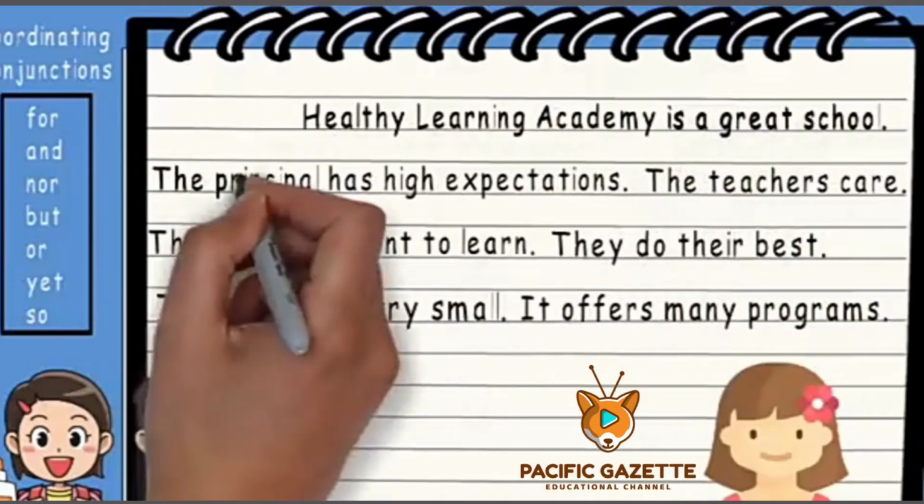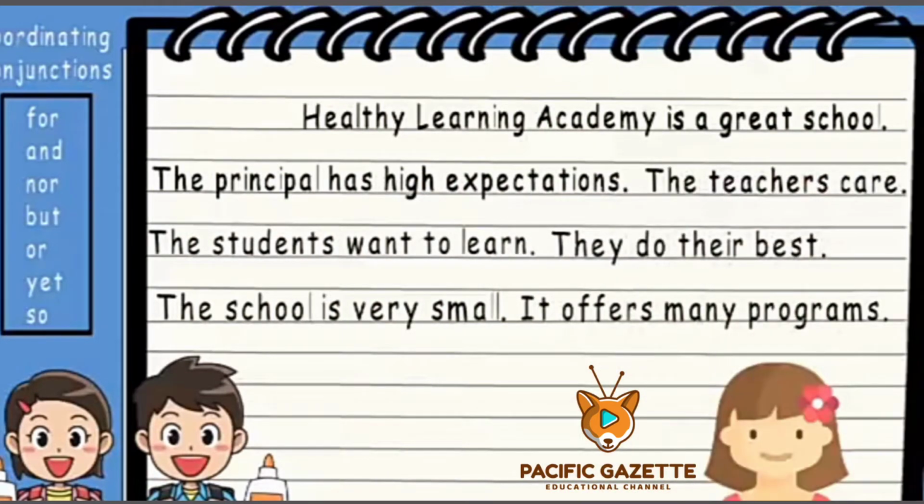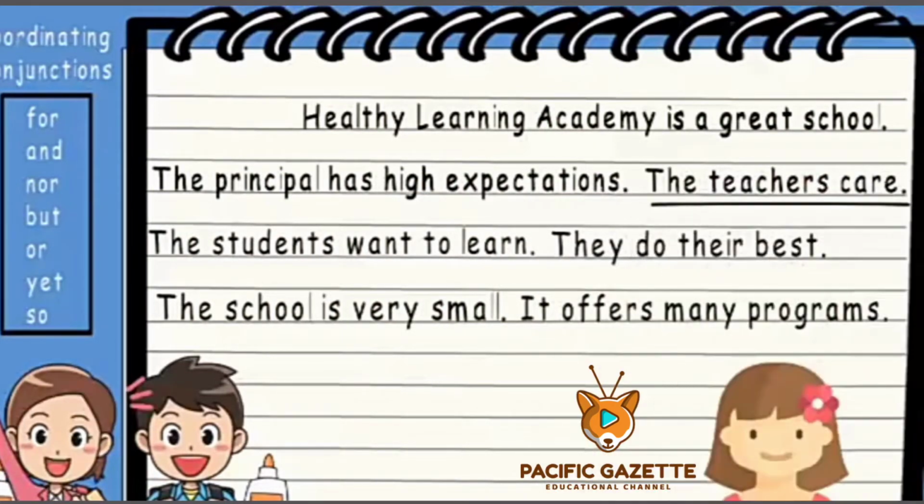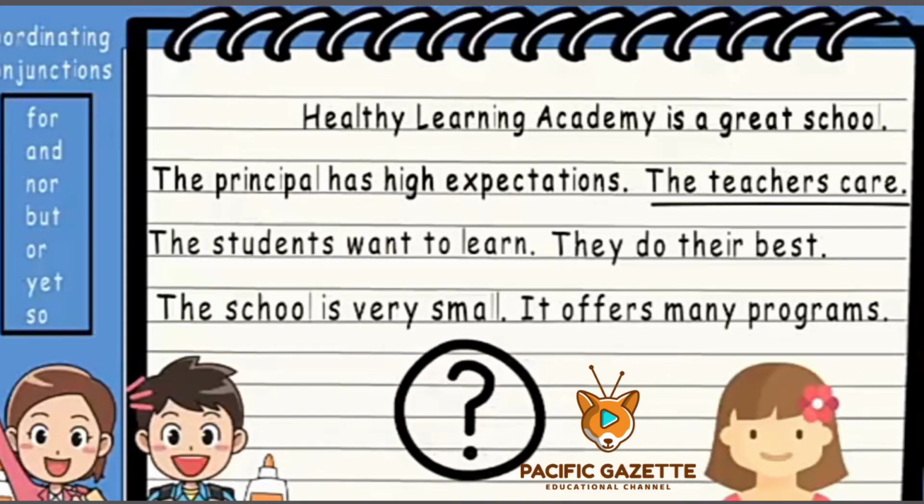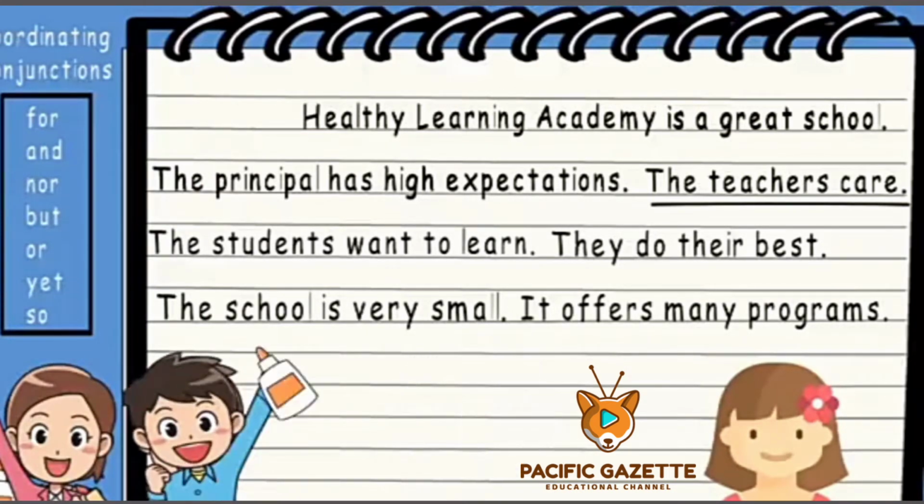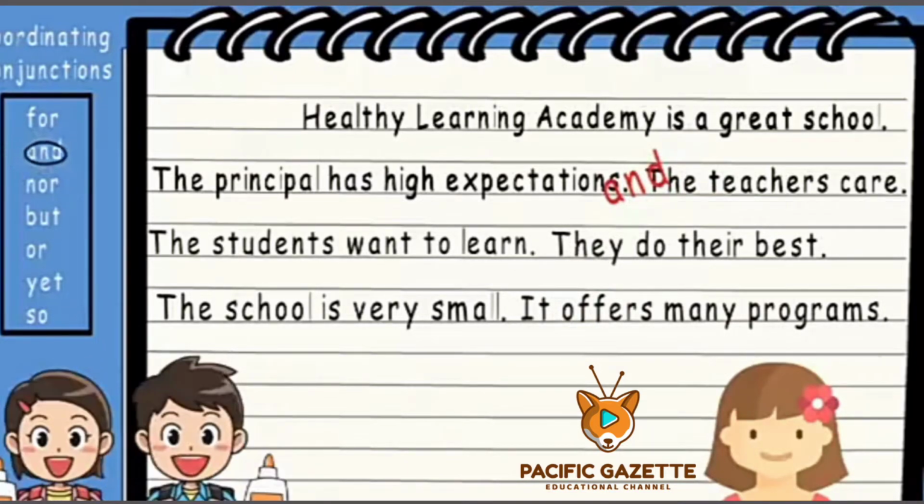Okay, let's start writing. Healthy Learning Academy is a great school. The principal has high expectations. The teachers care. Can you think of the correct conjunction to be used? Very good. We will now use the coordinating conjunction and. Our compound sentence now is: The principal has high expectations and the teachers care.